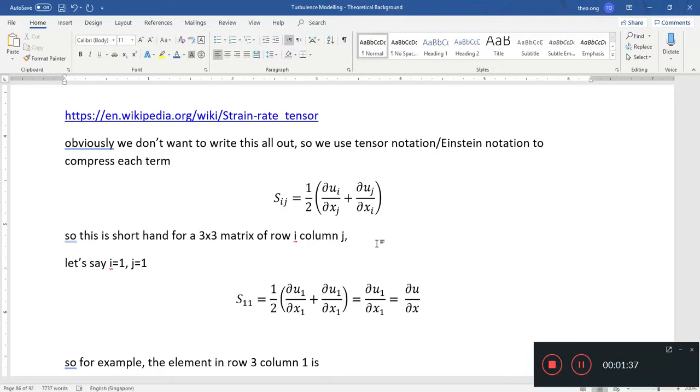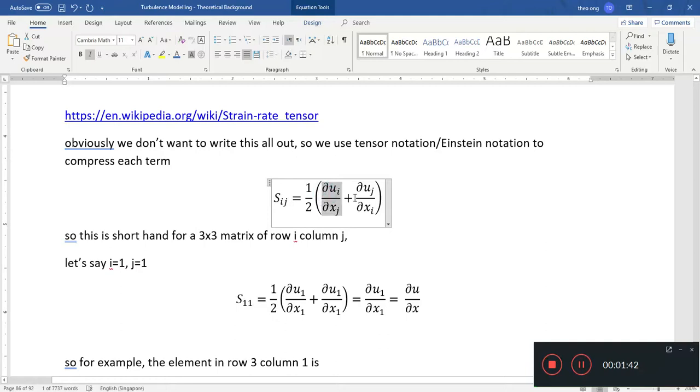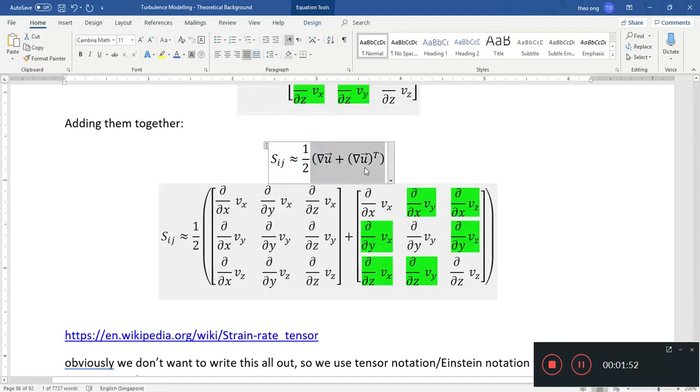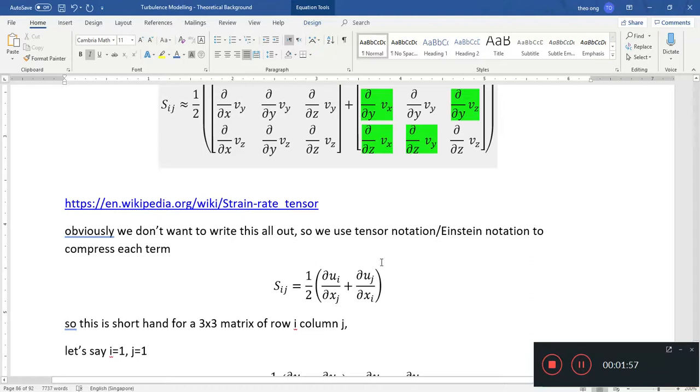Now I just want to be clear on what this Sij is talking about, and why this Einstein notation, this tensor notation, is used. Some people use vector notation like this, and it can be a bit confusing for, let's say, a first timer. But if you're familiar, just go on, skip ahead. If not, I'll just keep talking, all right?